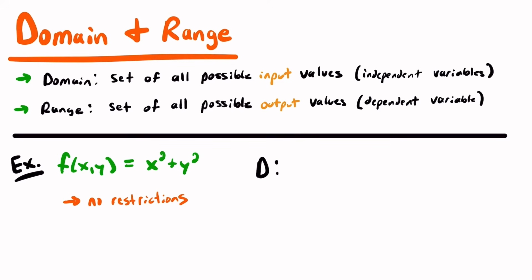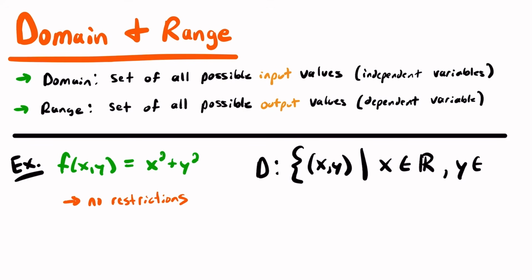We'll say that the domain is represented by the set of all points (x, y) such that x belongs to the set of all real numbers and y belongs to the set of all real numbers.